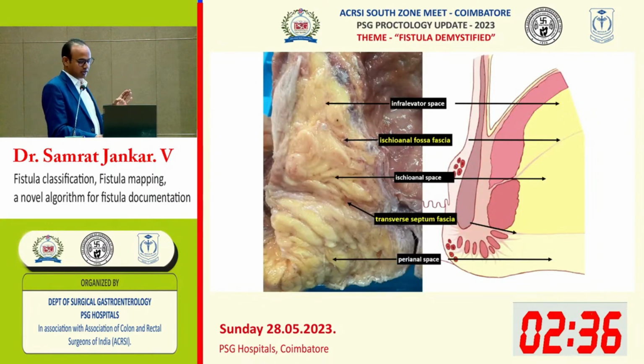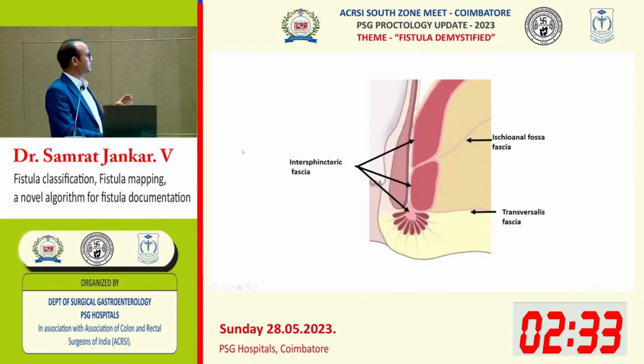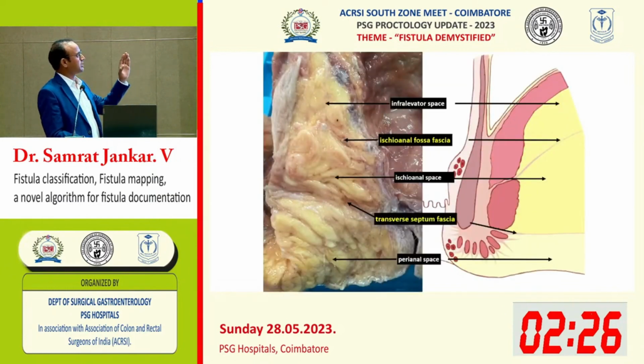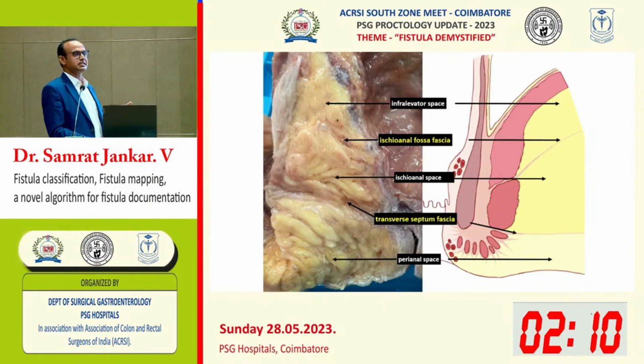If we see, this is the part of ischioanal fossa fascia and transverse fascia, which divides the lateral part. Below the levator is infralevator space, that is below the levator, above the ischioanal fossa fascia. Between the transverse septum and ischioanal fossa fascia, he called ischioanal space, and below the transverse septum fascia, he called perineal space. What he suggests is, when we call it ischiorectal, again surgeons get confused about rectum and other things. So simply he avoids using the term ischiorectal, he always talks about the ischioanal space.